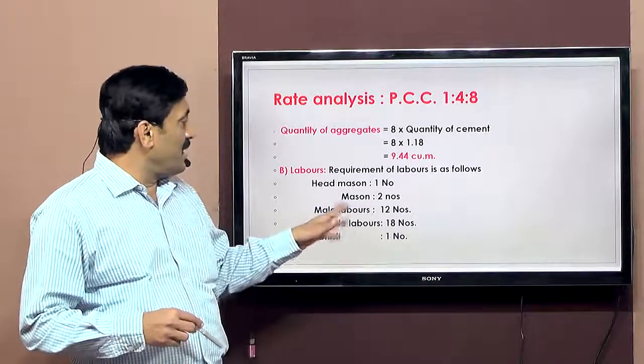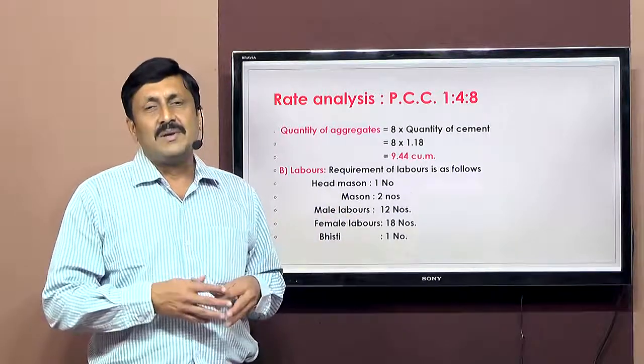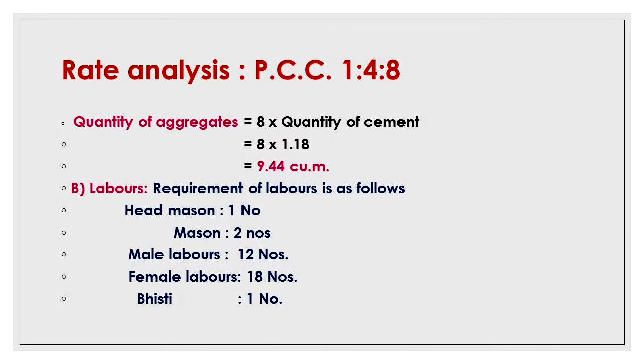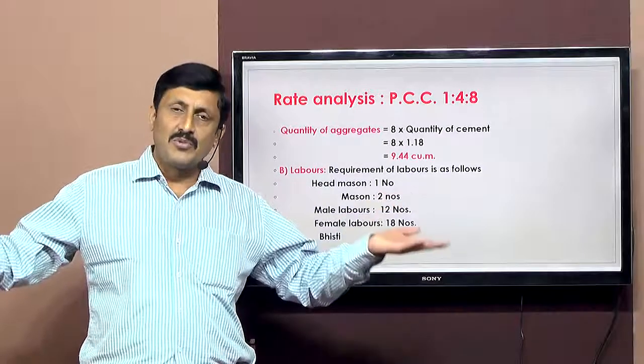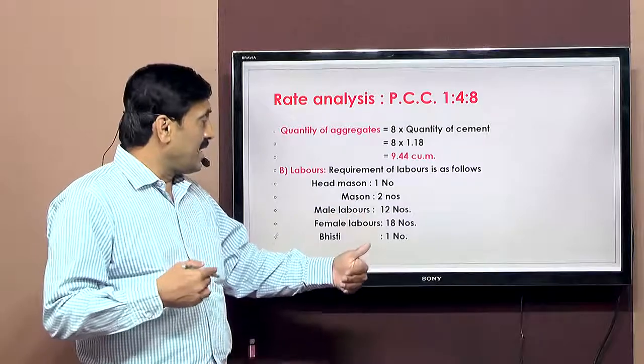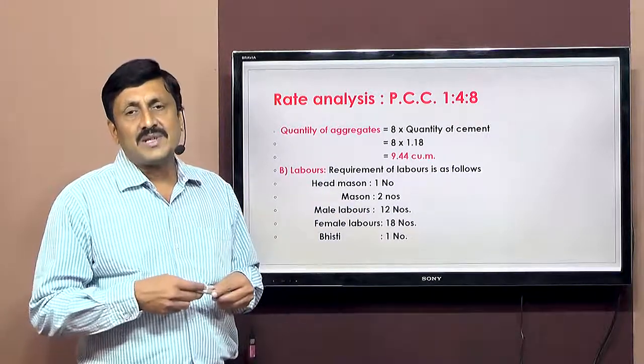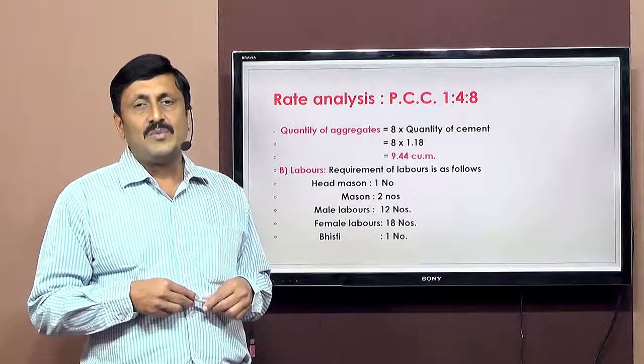Okay. Now male laborers and female laborers, when we consider PCC, basically 3 materials are there. One is cement, then sand, then aggregates, all these materials from the places where these materials have been dumped. So from those places, this material has to be carried out to the site where mixing is going on. So that's why number of laborers which are required for cement concrete, they are usually more.